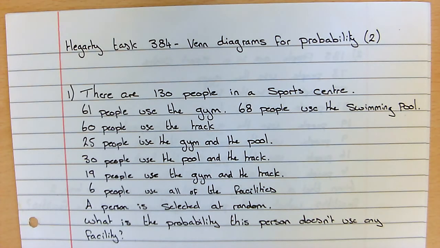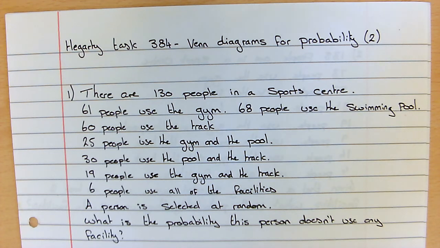In this video we're going to continue to look at Venn diagrams for probability. It's Hegarty task 384. This is where we've got a lot more information and a few more possibilities and outcomes, and how we're going to use that information to work out the probability.